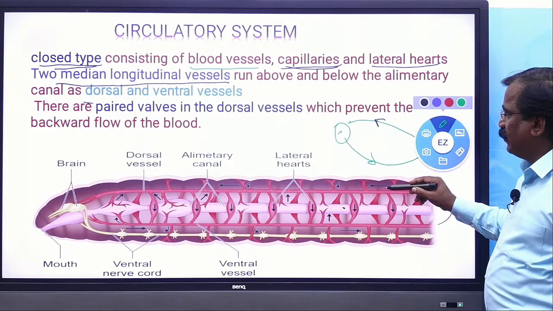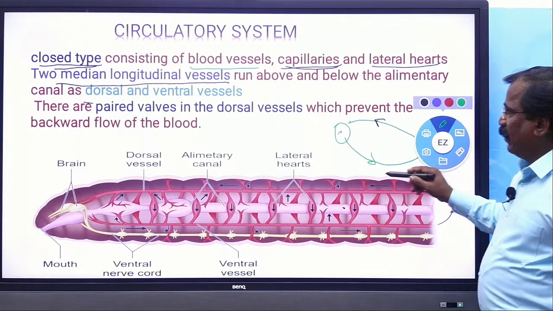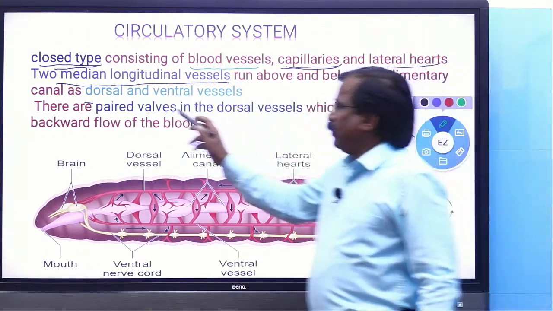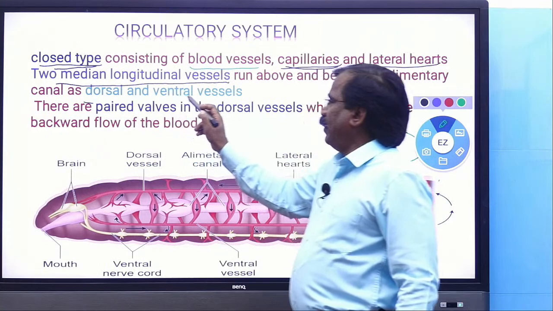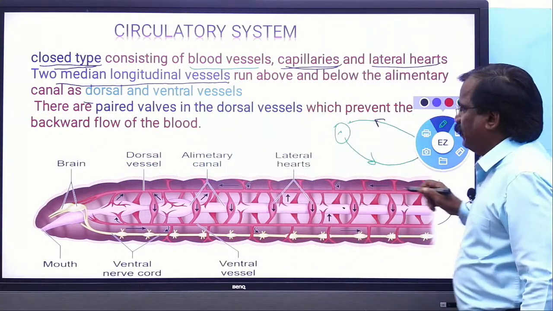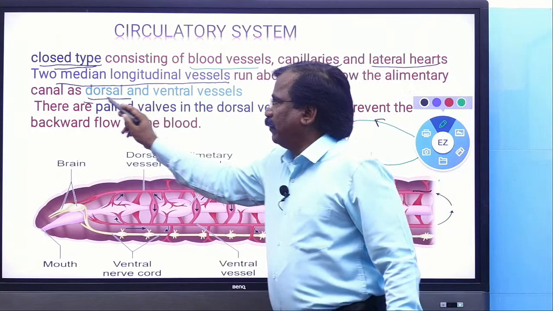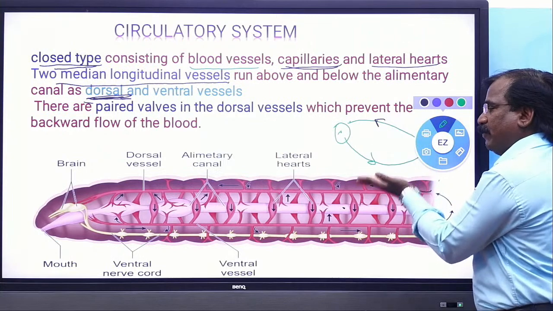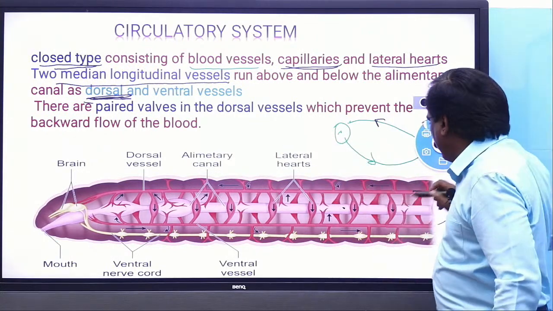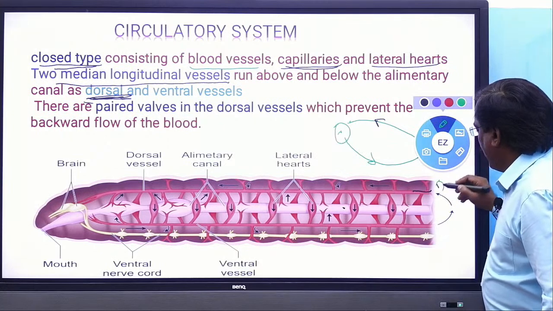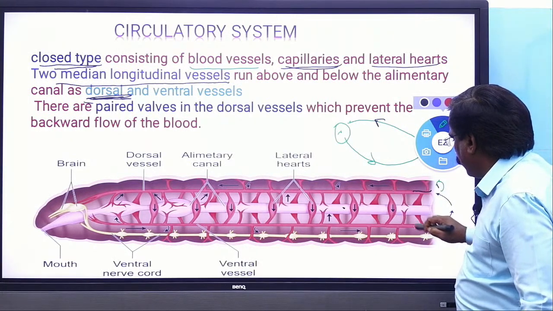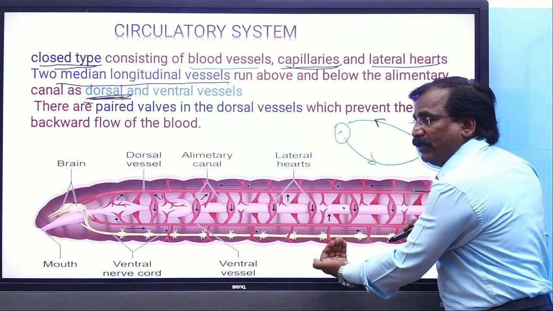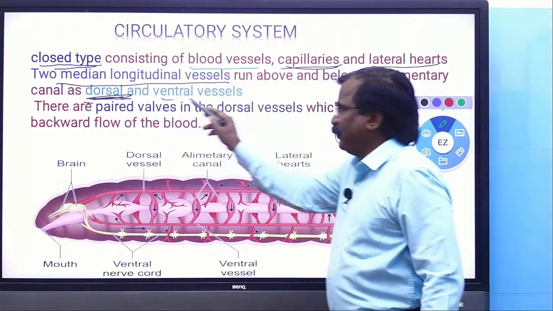Above the alimentary canal, that is called the dorsal vessel, the dorsal blood vessel. Dorsal means upper side. So this is the dorsal blood vessel. And another runs ventral, below the alimentary canal, and is called the ventral vessel.